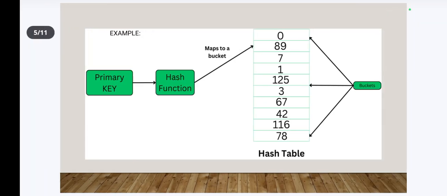Example of hash function. Primary key value, and then the hash function maps it to a bucket, and the hash function value is only the remainder of the primary key value. So the buckets are divided by remainder value.